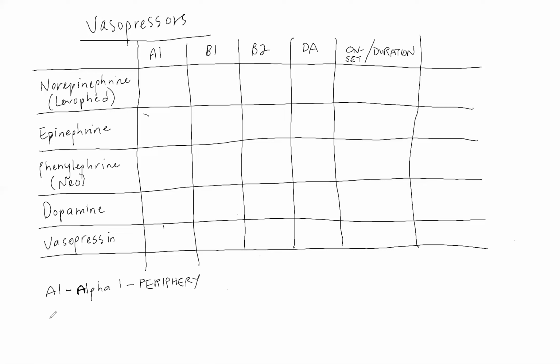So the next one I have up here is B1. And what does B1 stand for? Of course, B1 stands for beta 1. And where is beta 1 located? This is going to be in the heart. Okay, so this is our beta blockers for the heart. And then B2, this is going to be our beta 2 receptors, and these are going to be in our lungs. One of the ways that I've heard some people remember this is you have one heart and two lungs, so that's how they differentiate between beta 1 and beta 2.